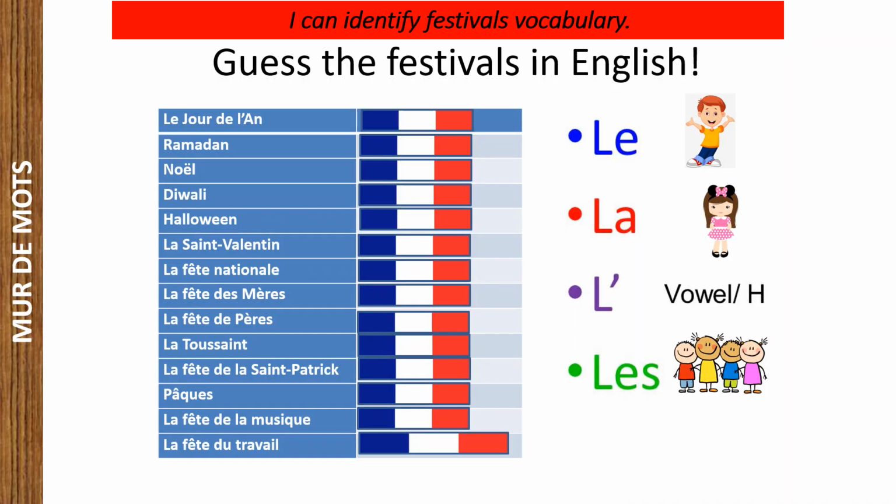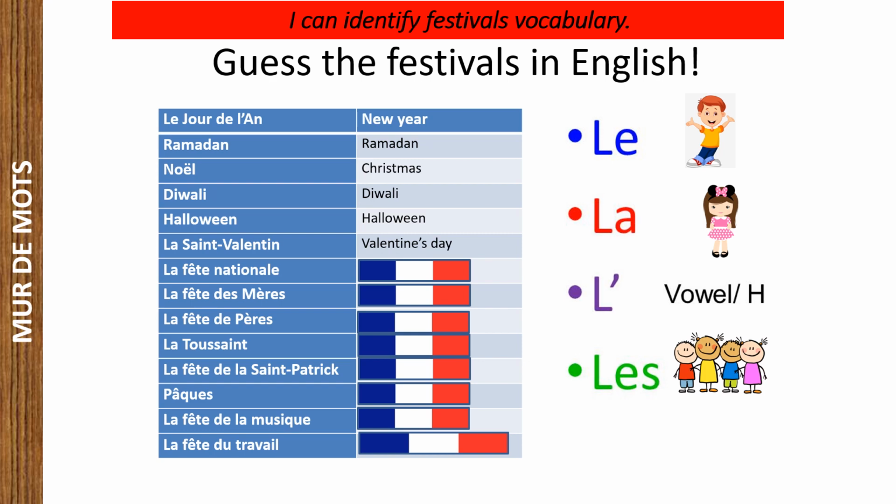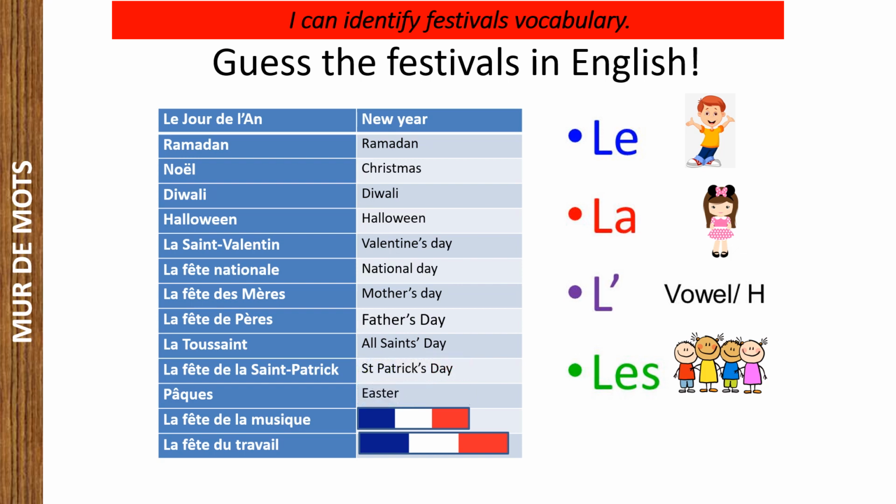Let's move on to guessing the festivals in English. Le jour de l'an, Ramadan, Noël, Diwali, Halloween, la Saint-Valentin, la fête nationale, la fête des mères, la fête des pères, la Toussaint, la fête de la Saint-Patrick, Pâques, la fête de la musique, la fête du travail.